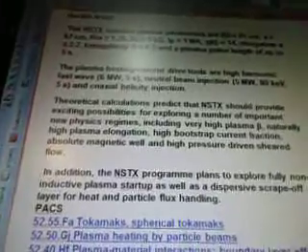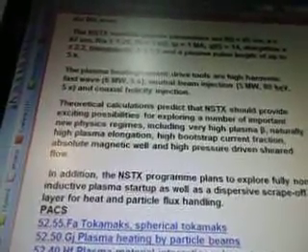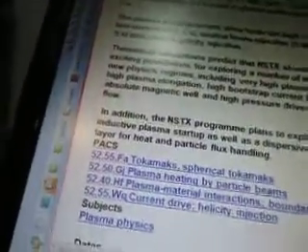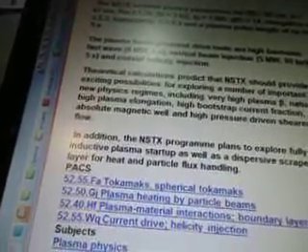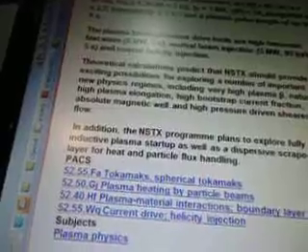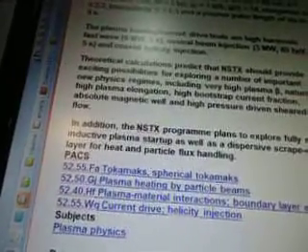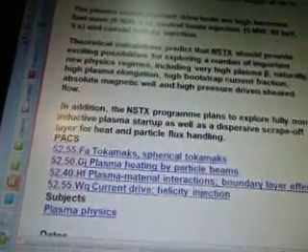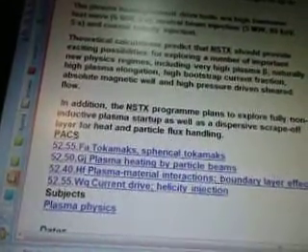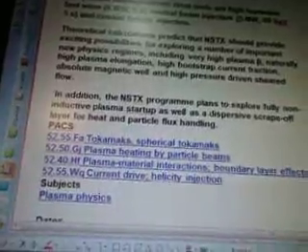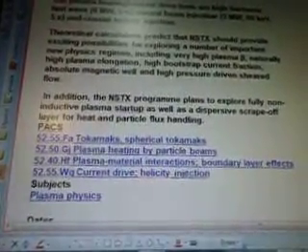Theoretical calculations predict that the NSTX should provide exciting possibilities for exploring a number of important new physics regimes, including very high plasma B, naturally high plasma elongation, high bootstrap current fraction, absolute magnetic well, and high pressure driven sheared flow. In addition, the NSTX program plans to explore fully non-inductive plasma startup as well as a dispersive scrape-off layer for heat and particle flux handling.